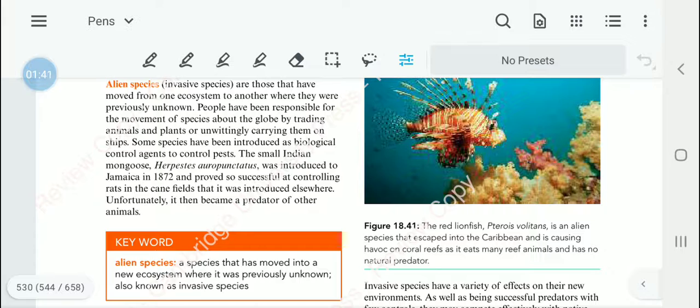Now this Indian mongoose was introduced to Jamaica in 1872 to control rats. And because they were successful in doing that, they were introduced to other parts of the world. But now mongoose have become a predator of other animals.